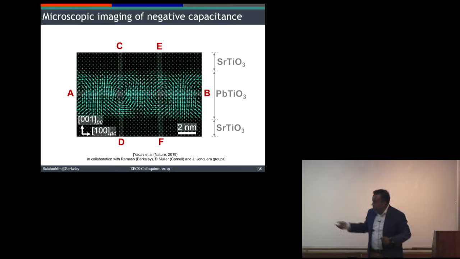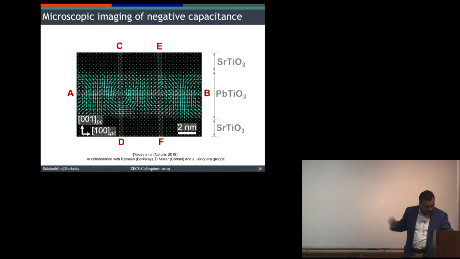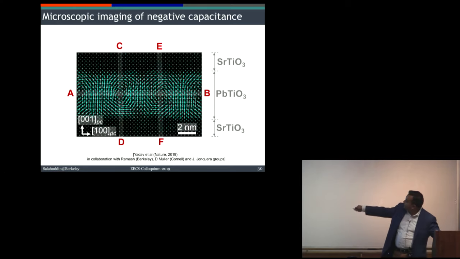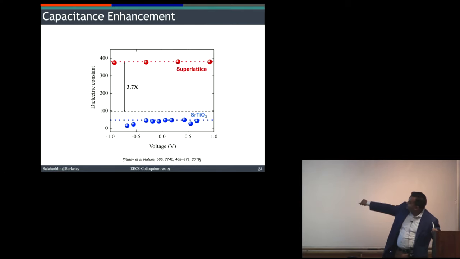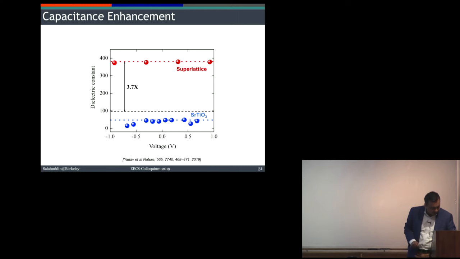And David Muller's group at Cornell is one of the pioneers of this technique. They did this measurement for us. But just to show that this material, when we measured the capacitance, shows a 3.7x increase in capacitance. So this already shows indirectly that it is in negative capacitance state.